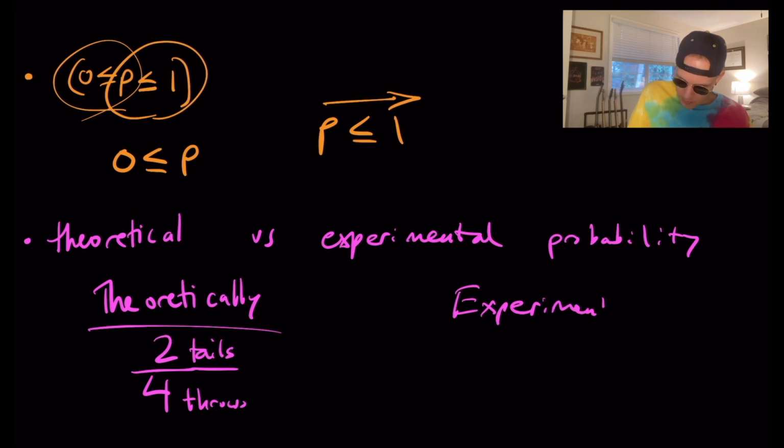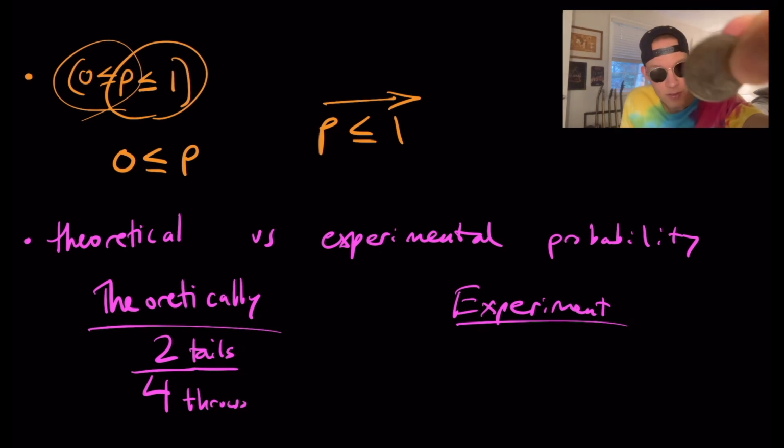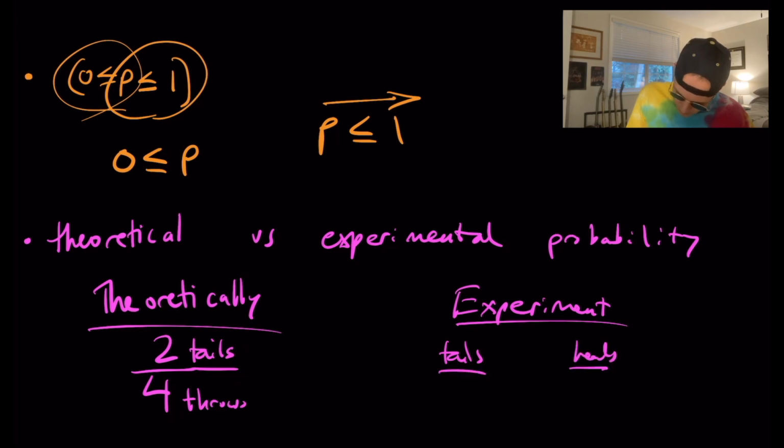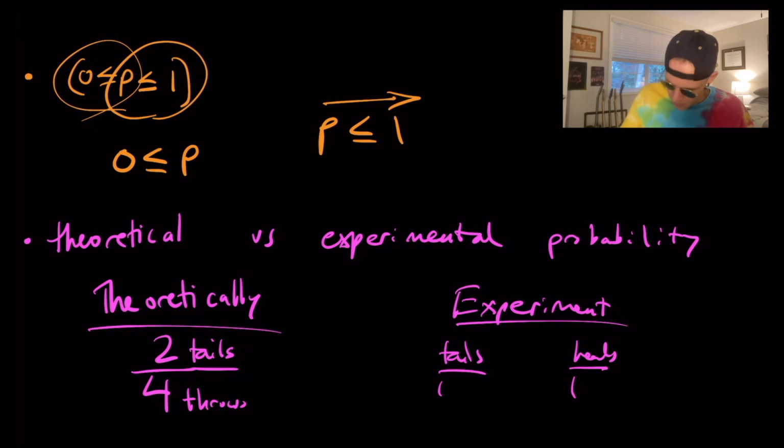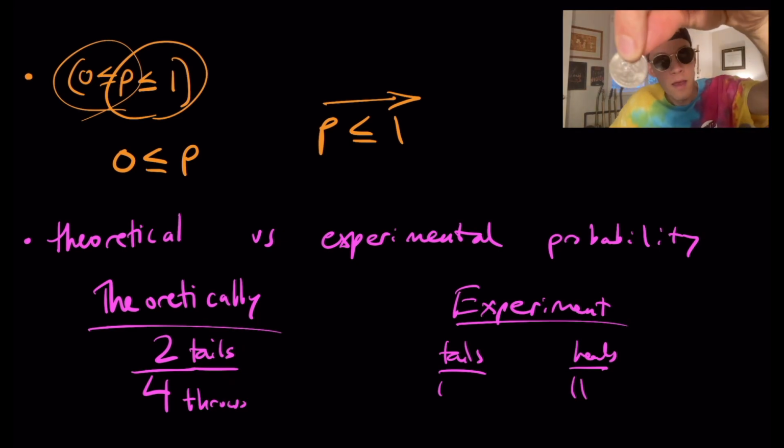Now let's actually do a quick experiment and see if that's what happens. So there we go. First one is tails. So you know that I'm not lying. Tails. So we'll put tails and heads here. So I got a tails. Do it again. We got heads. And another one. Heads. And whoops. Heads.